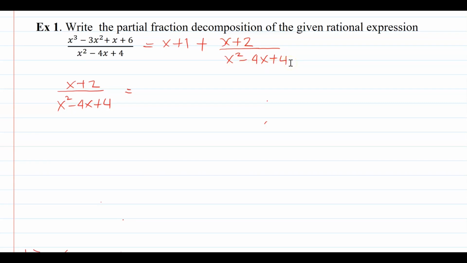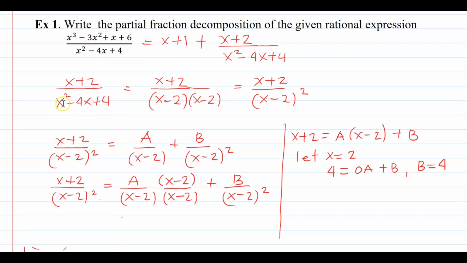Now we are going to proceed with step number 2, which is to find the factors of the denominator x squared minus 4x plus 4. The partial fraction decomposition will only be applied to this remainder, the rational expression x plus 2 over x squared minus 4x plus 4. The factors of x squared minus 4x plus 4 are x minus 2 times x minus 2, and we can write this as (x minus 2) squared.